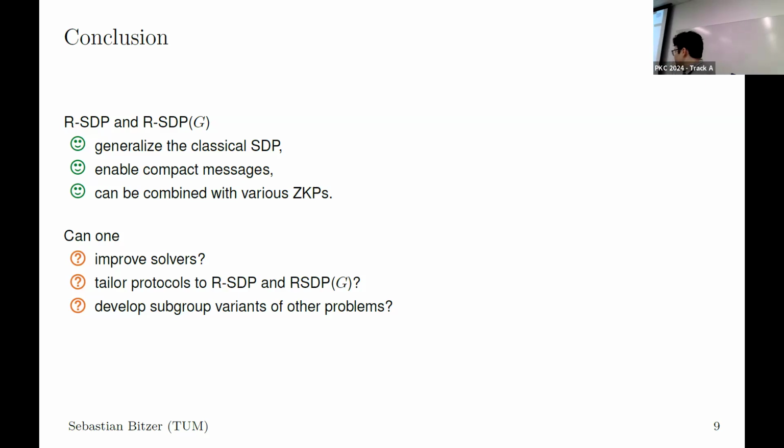The first one, well, is the obvious one. The problems are quite new, so it would be interesting to study the complexity of solving them further. The second one asks for utilizing the nice properties of RSTP and RSTPG to a higher extent. Right now, what we're doing is we're adopting protocols, but maybe one can do way better by tailoring one to the problems and designing it from scratch. And finally, I would be interested in seeing subgroup variants of other problems and how they perform.